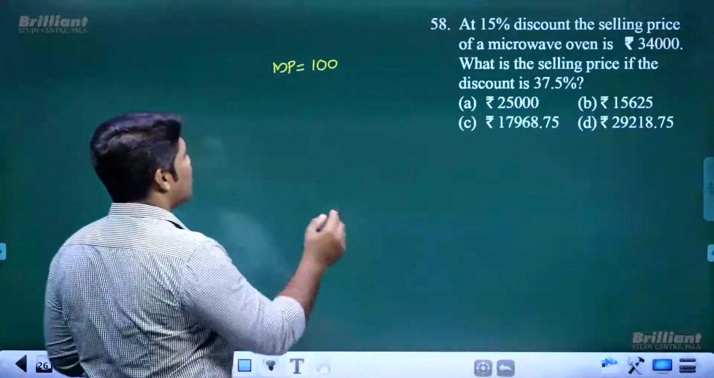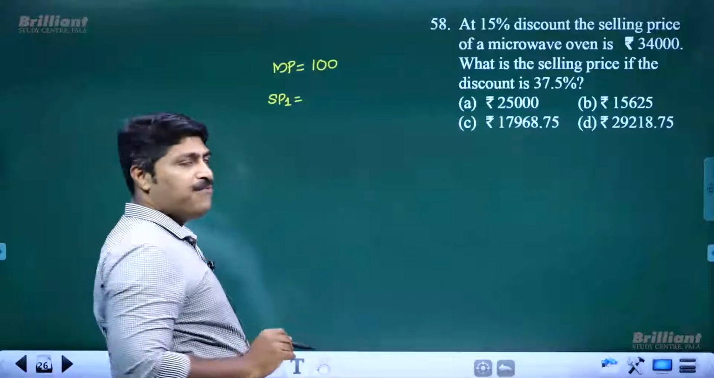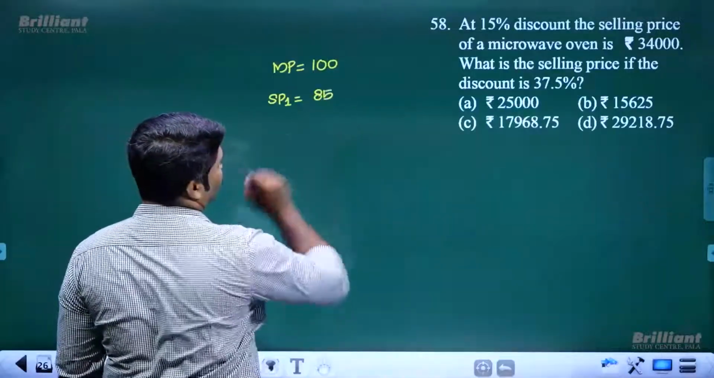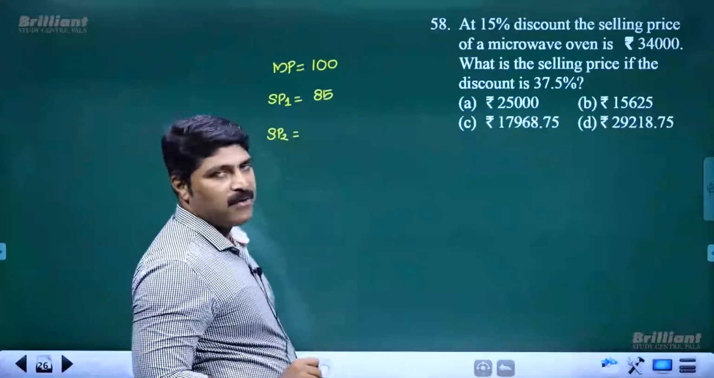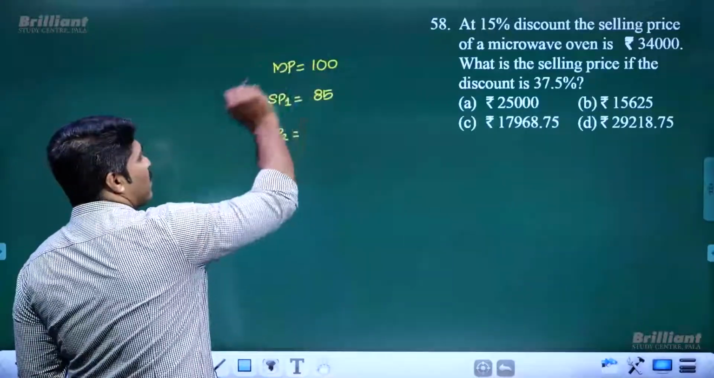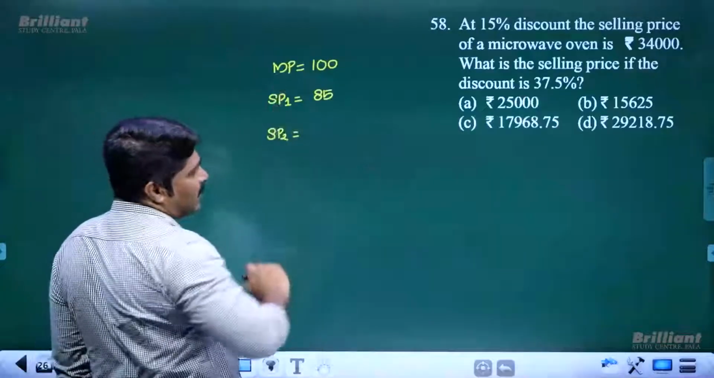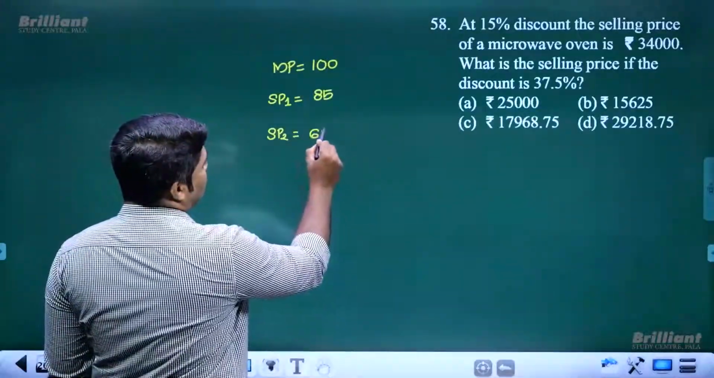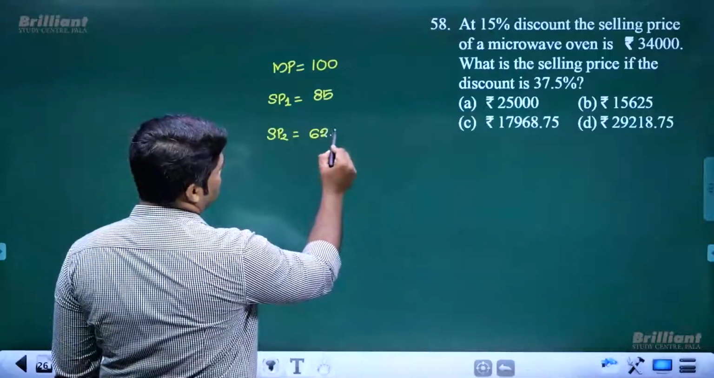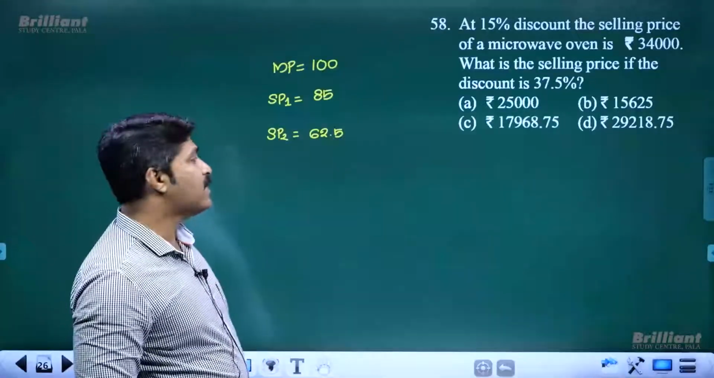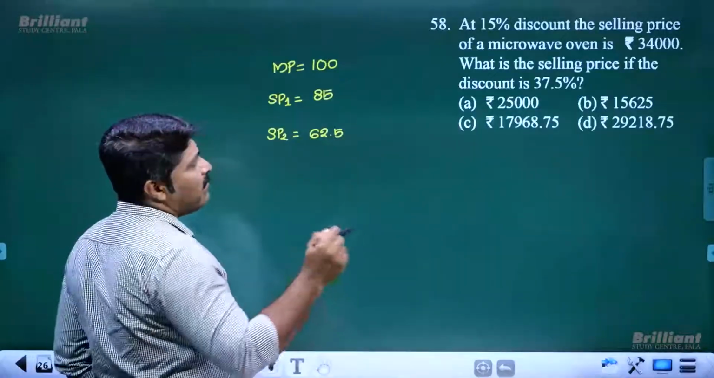Suppose we consider the first selling price, which offers a discount of 15%. With 15% discount, its price becomes 85. Instead, we consider another selling price which provides 37.5% discount. Whenever we apply a 37.5% discount, the remaining is 62.5. How can we find this value? We just subtract 37.5 from 100. So that is 62.5, and we are connecting it.